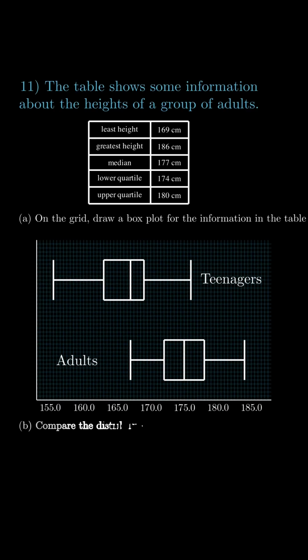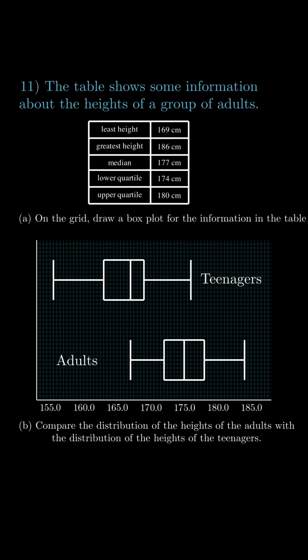Part B for 2 marks. Compare the distribution of the heights of the adults with the distribution of the heights of the teenagers. So the adults have a higher median height than the teenagers, but the interquartile range is the same for both, and that means that they have the same spread of heights. Question 12.